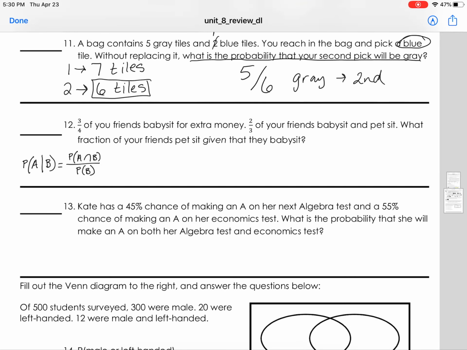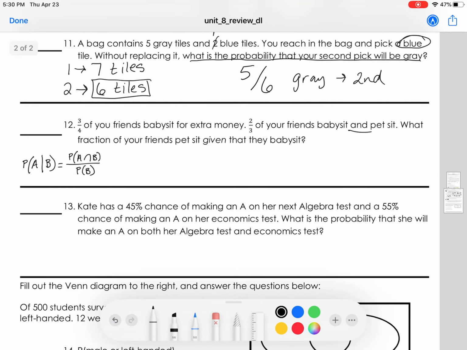Number 12, you have 3/4 of your friends babysit for extra money, 2/3 of your friends babysit and pet sit. What is the fraction of your friends that pet sit given that they babysit? That word given there tells me I need to use the conditional probability formula.